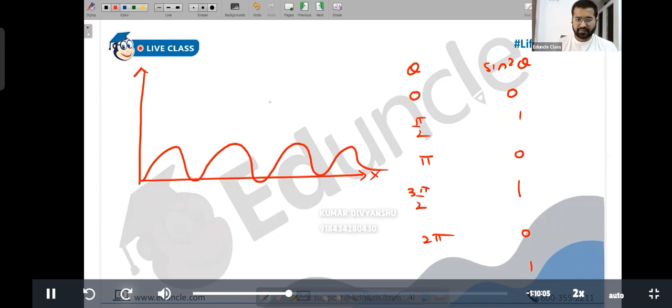Okay. So first, if you want to plot this, this is the graph of sine square theta versus theta. It's 0, then it's 1, it's 0. Then 1 again, 0, 1 again. It goes on. So at pi by 2, we are getting 1. At pi, we are getting 0. At 3 pi by 2, we are getting 1. At 2 pi, we are getting 0, and it goes on.